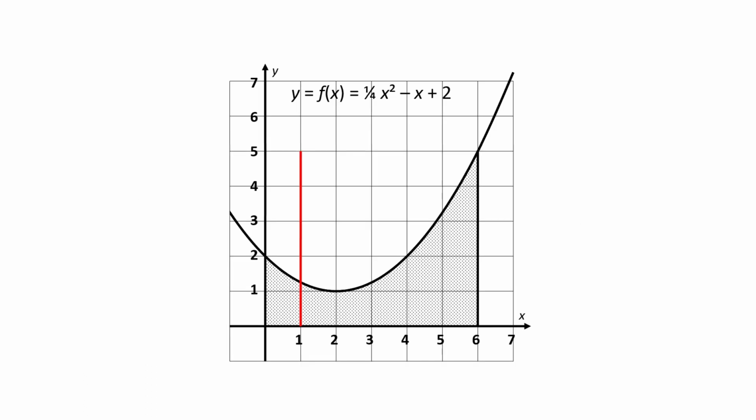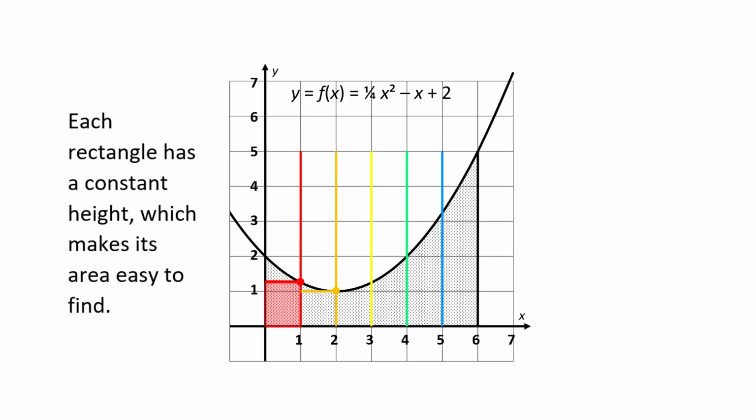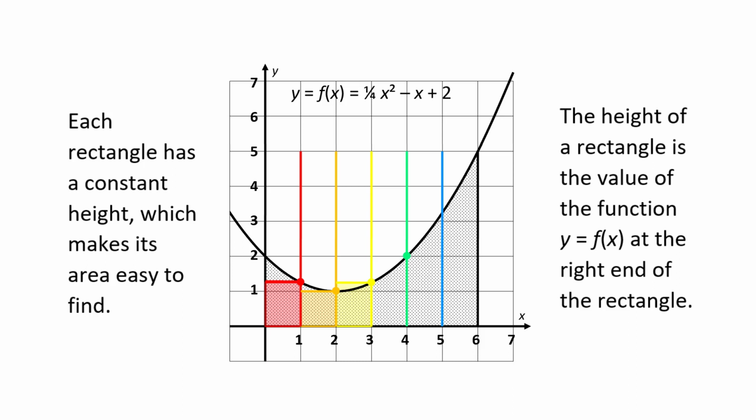We break the region up into several parts and approximate each part with a narrow rectangle. This solves the problem of the varying height. For each individual rectangle, the height is constant. We take the height of the rectangle from the curve. In this example, I am getting the height of each rectangle from the height of the curve on the right side of the rectangle. It is also possible to get the height from the left end, or the center, or some other point in the interval. You may have seen this in your textbook.